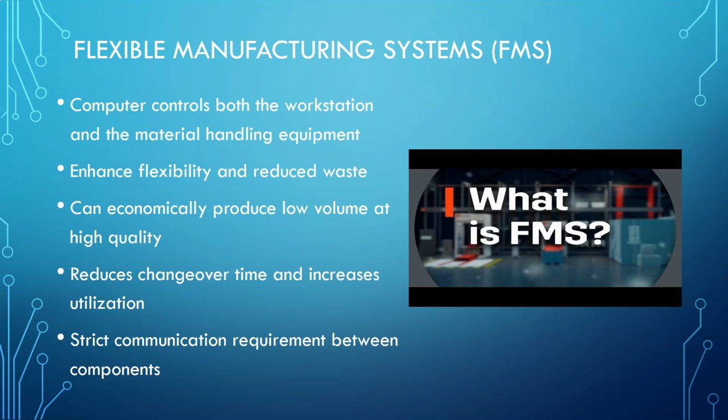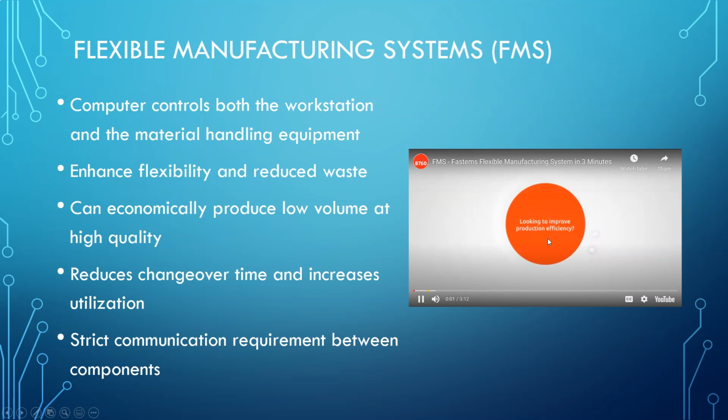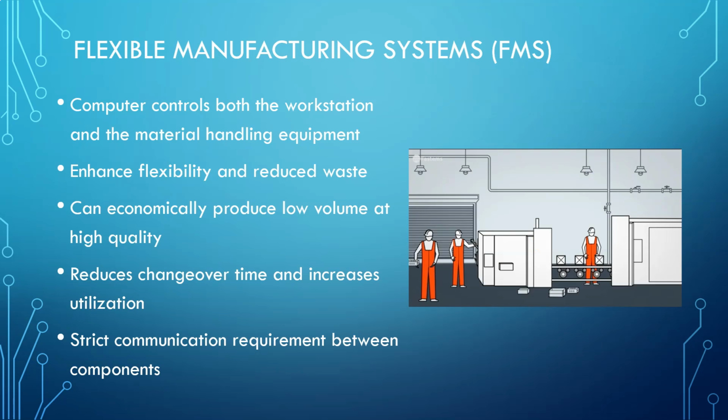The flexible manufacturing systems: a computer controls both the workstation and the material handling equipment. The FMS can enhance flexibility and reduce waste. It can economically produce low volume at high quality. It reduces changeover time and increases utilization. It has strict communication requirements between the components. And again, if you click on the video, you can watch the flexible manufacturing systems.